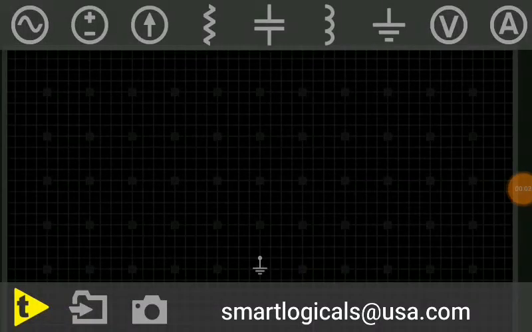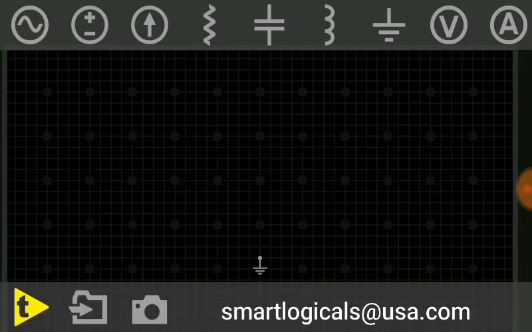Hello friends, today we are going to discuss linear wave shaping networks using RC elements. There are basically two types of linear wave shaping networks possible with RC elements. They are the RC high pass filter and the RC low pass filter. First of all, we will analyze the RC low pass filter and its response to square wave input.